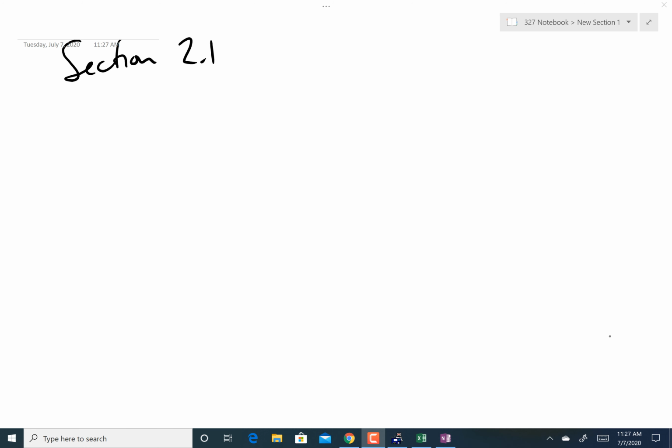All right, so section 2.1 is all about logical form, how you put logical arguments together from a mathematical standpoint. A statement or a proposition in a sentence is either true or false, but can't be both. So we're going to be making statements and putting statements together. Let's say P is our proposition or our statement.